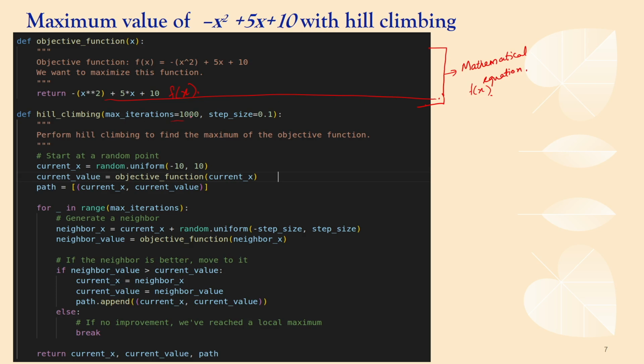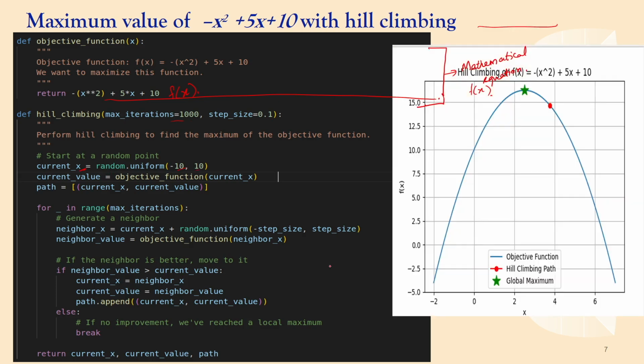Now, we are going to use hill climbing in order to generate the maximum value. Let us see how it works. Here we are going to do 1000 iterations with a step size of 0.1, and we start with the current x value from minus 10 to 10. I will give the result after executing the program with the plot. The current value is f of x, from the objective function that we calculated right here.